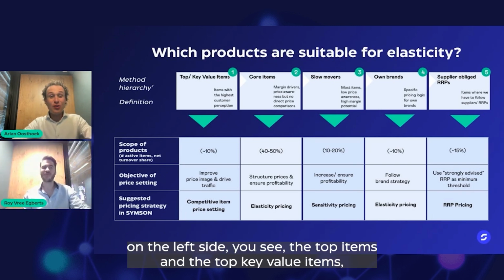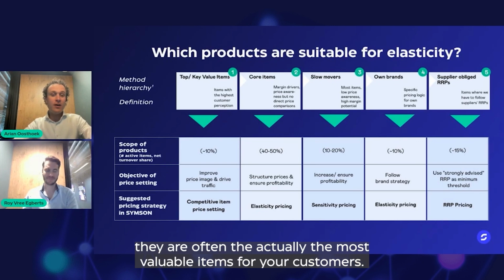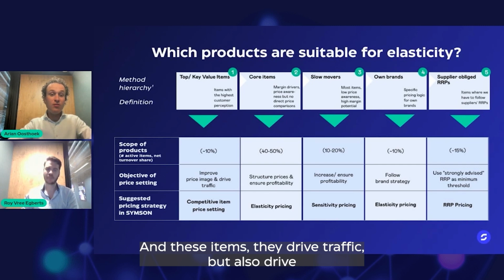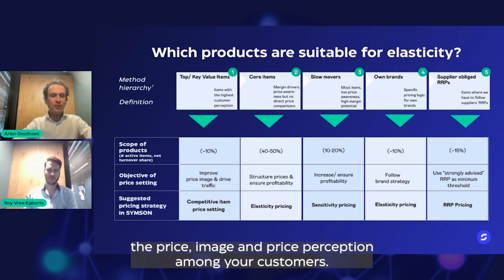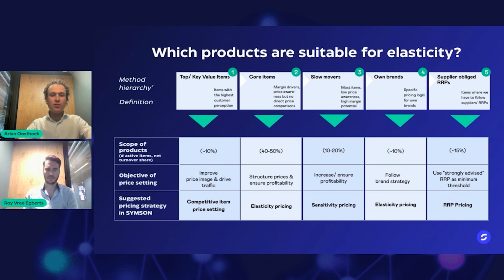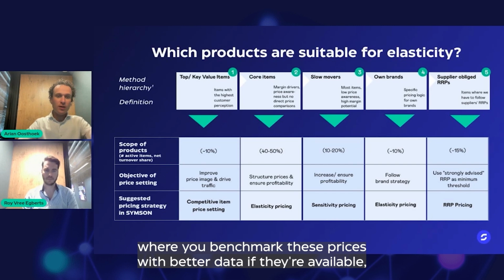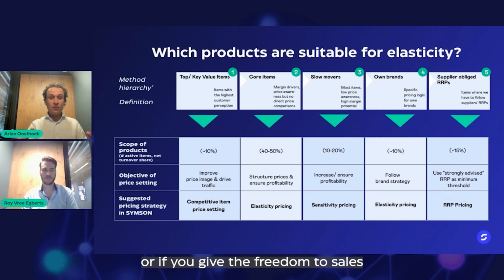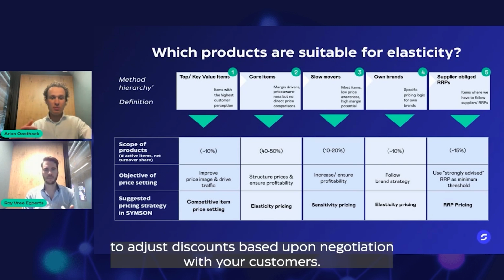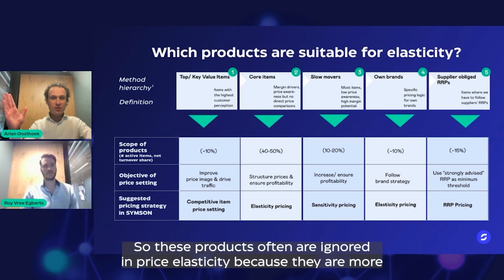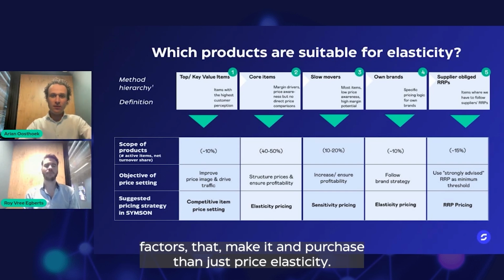On the left side, you see the top items, the top key value items. They are often actually the most valuable items for your customers. And these items drive traffic, but also drive the price image and price perception among your customers. So these products are often set in a kind of competitive item price setting, where you benchmark these prices with competitor data if they're available, or if you give the freedom to sales to adjust discounts based upon negotiation with your customers. So these products often are ignored in price elasticity because there are more factors that make it a purchase than just price elasticity.